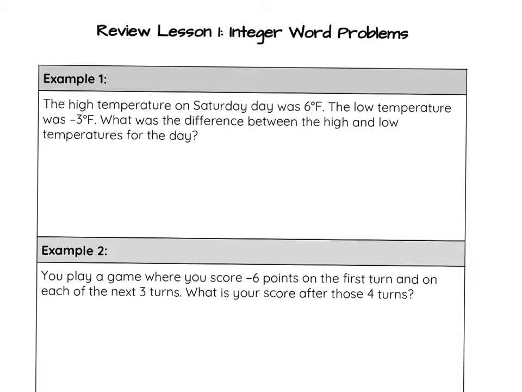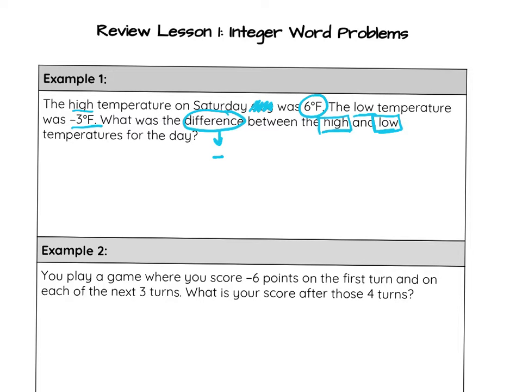The high temperature on Saturday, that's a typo. The high temperature on Saturday was 6 degrees Fahrenheit. The low temperature, so we're talking about high temperatures and low temperatures, the low temperature was negative 3 degrees. What is the difference between the high and the low temperatures for the day? When we're talking about difference, we mean subtraction, but you have to pay attention to the order of the question. The question is asking for high minus low.